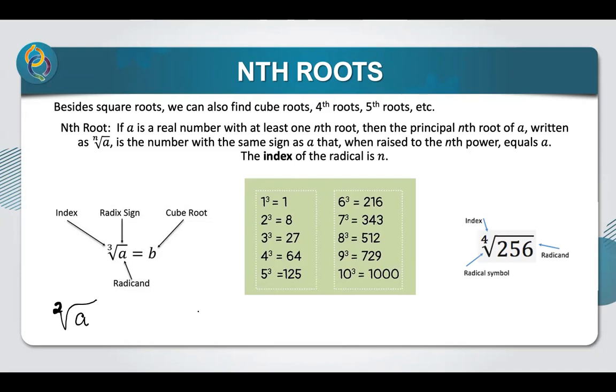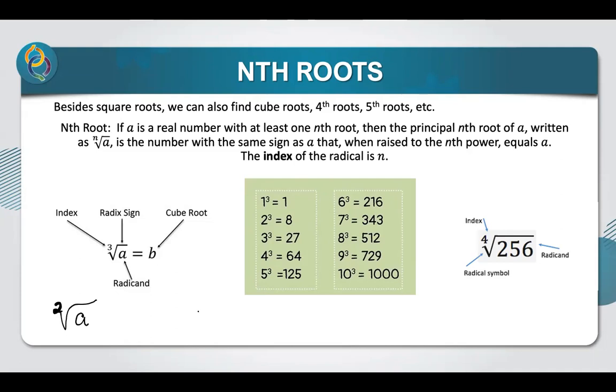Similarly, for 216 the cube root is 6. For 343, the cube root is 7. For 512, the cube root is 8. For 729, the cube root is 9. For 1000, the cube root is 10. Those are some common ones, from 1 to 10. We can also extract the fourth root. When it's the fourth root, the index is a 4. So what's the fourth root of 256?